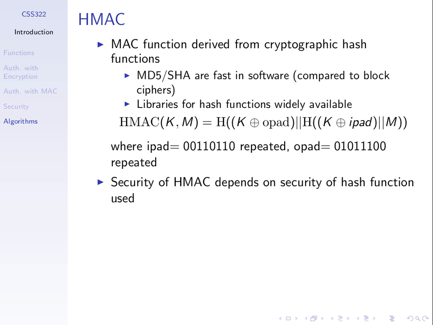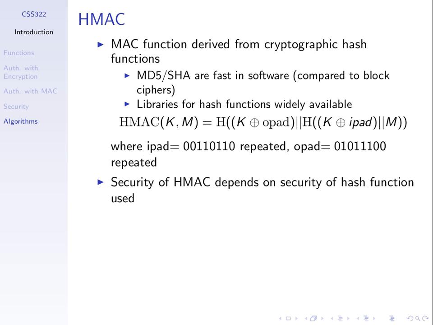Because MD5, SHA, these existing hash functions are well known, there are software libraries available to implement them quickly, compared to DES, triple DES and so on, which are quite slow to implement. So they're widely available, therefore it makes sense to make use of them.